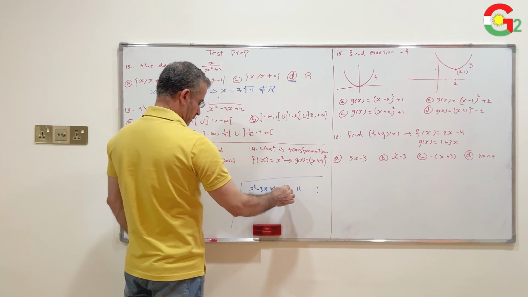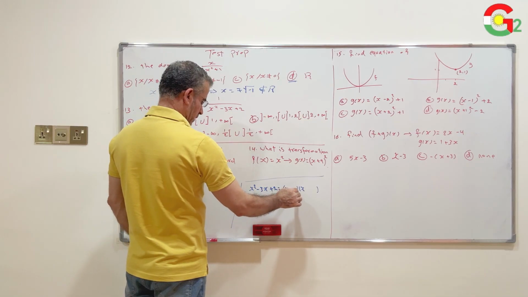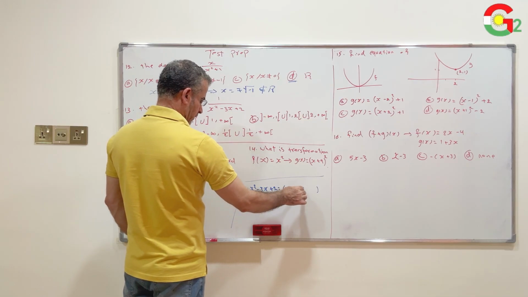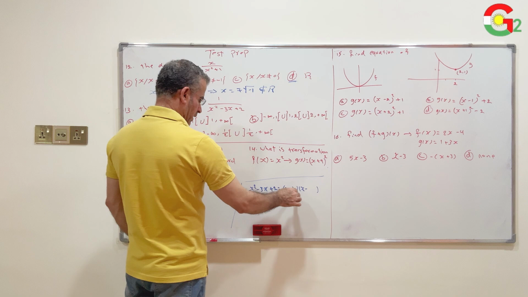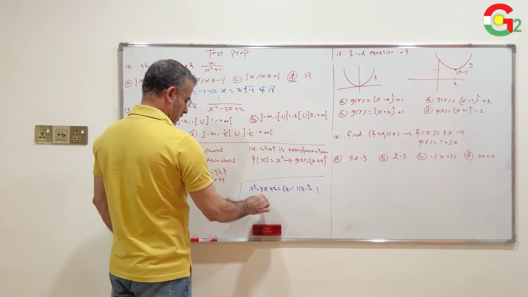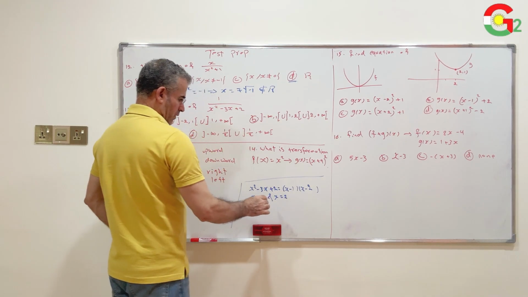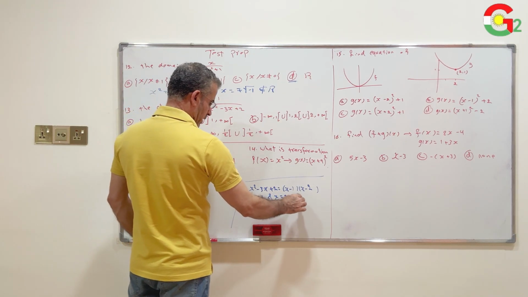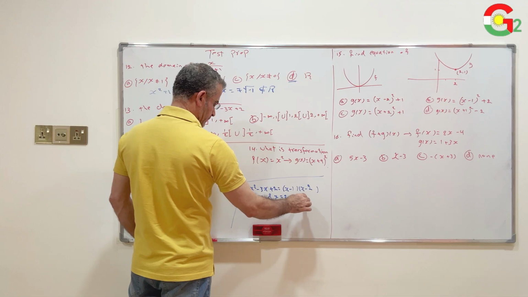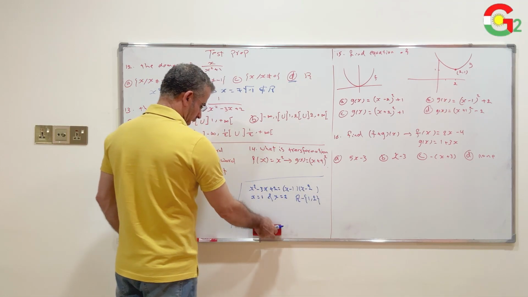Analyze by experiment: x, negative, positive, then a negative, negative 1, 2. So x equals 1 and x equals 2. The domain is R except 1 and 2.